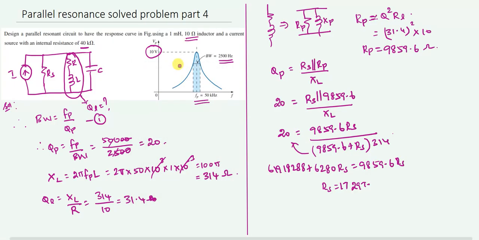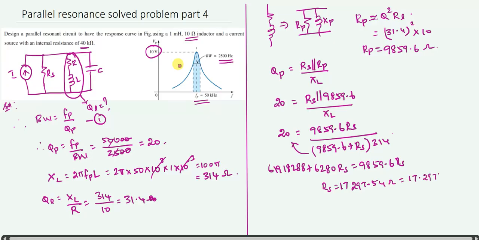17297.54. Therefore it is around 17.297 kilo ohm. So this is the value of RS.